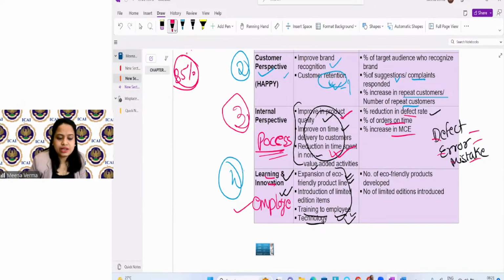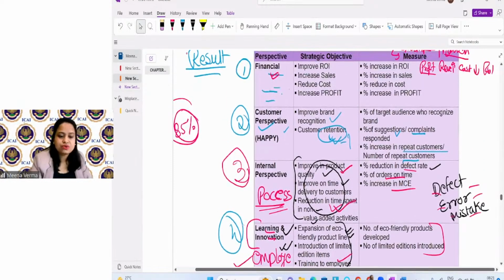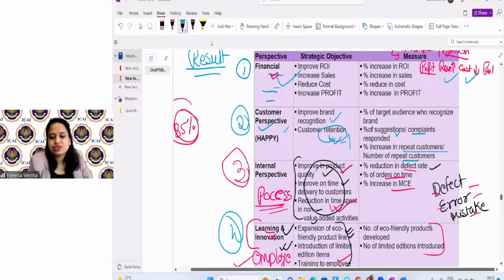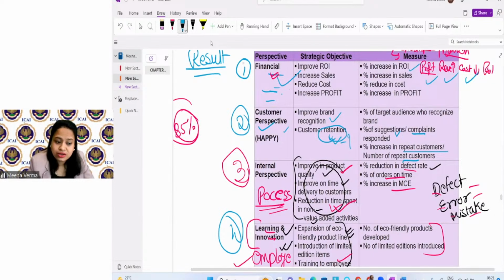Next is learning and innovations. Provide the training to the employee. This will help the organization to improve. So you can see how we have to not just focus on money. Money is one of the factors. Yes, we have to see how the cost is reduced, revenue is improved, profit is improved, and return on investment has improved. It is important. But it is not just enough.